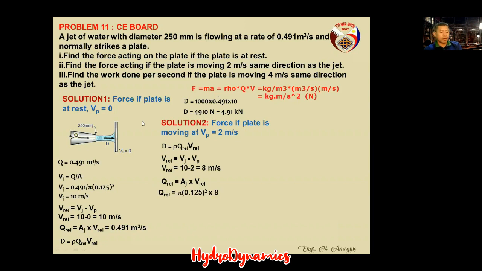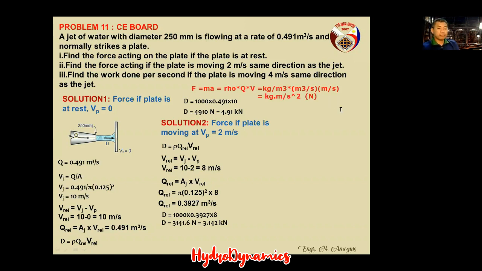Then Q relative, area of the jet times velocity of the relative. Okay, so I have area is pi r squared. Yung radius is 125, squared, times 8, that is 0.3927. Then, yeah, substitute na. Ganun na lang siya. Okay. So, we can have dynamic force is 1,000 times 0.3927 times 8. Mas maliit na ito. Kasi nag-move na yung plate eh. Parang sinuntok ka tapos umilag ng konti, sabay ka lang, wag kang go against. Dapat sabay ka lang. Mas less yung force niya. So expect na mas maliit yung dynamic force acting on the plate in this case. So 3.141 or 3.14 kilonewton. So mas maliit na lang siya.